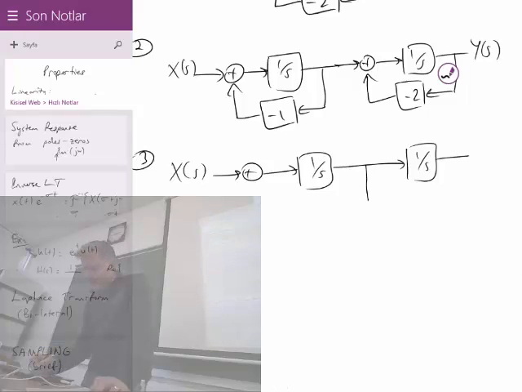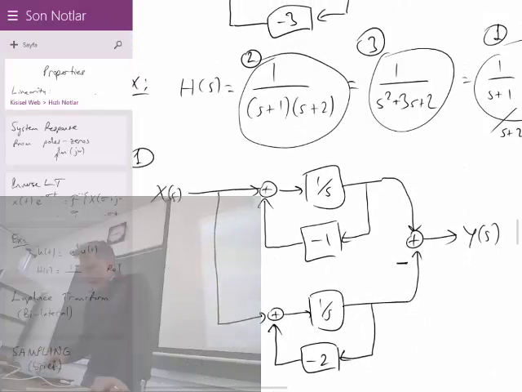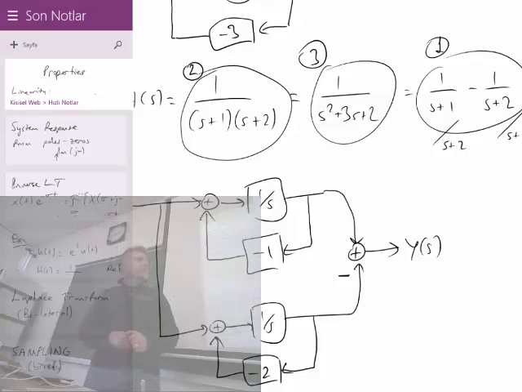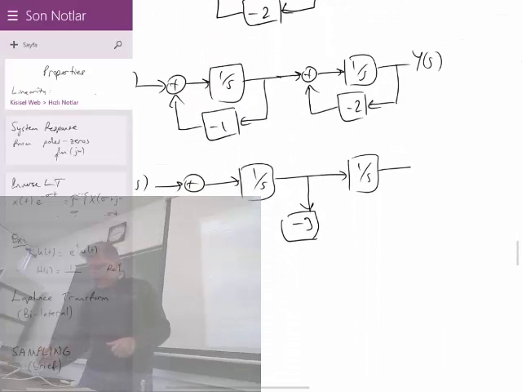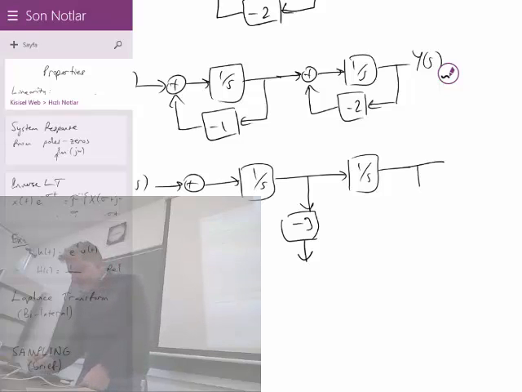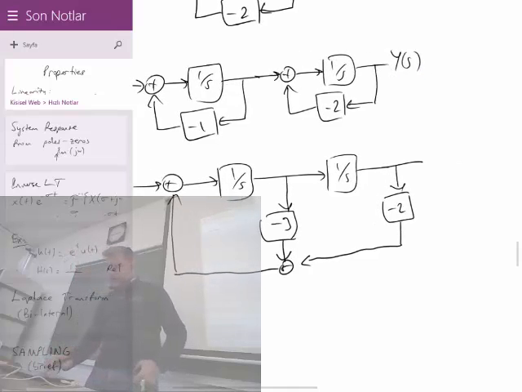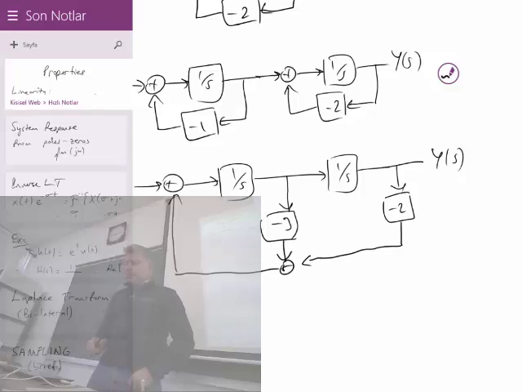After the first integration, it is multiplied by minus 3y, because that's what it is in the denominator. And after the second integration, you have to multiply by minus 2, and then you have to combine the feedbacks like this, and the output will become y of s.